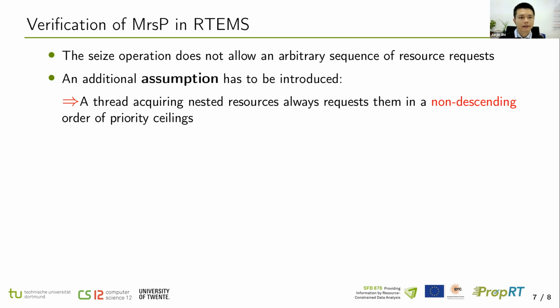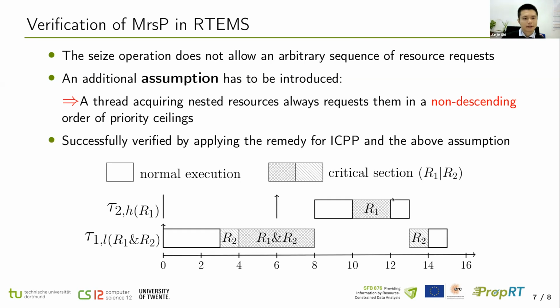We also verify the official implementation of MRSP in Atoms. The official implementation of the MRSP operation in Atoms does not allow an arbitrary sequence of resource requests if they are not properly nested. We have to additionally introduce an assumption: a thread acquiring nested resources always requests them in a non-descending order of priority ceiling, together with derived function contracts. After applying the remedy of ICPP and the introduced assumption, all the implemented functions are successfully verified.